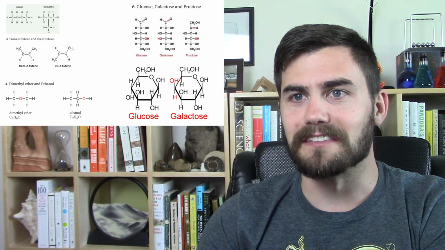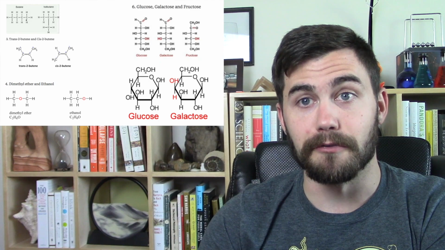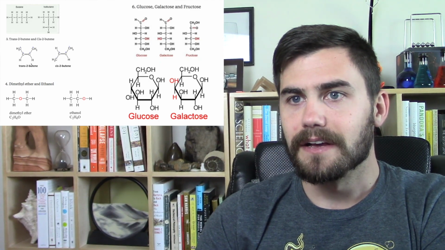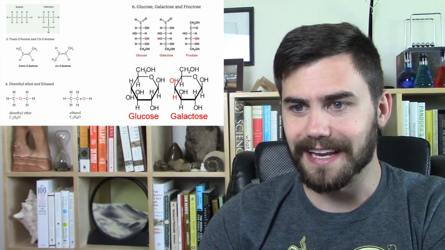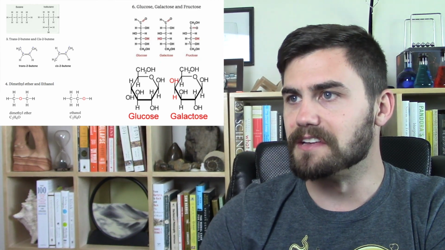Here are a bunch of isomers. So butane and isobutane have the same chemical formula, but the atoms are arranged in a unique way. Here we have dimethyl ether and ethanol. Again, same chemical formula, C2H6O, but arranged in a different way.